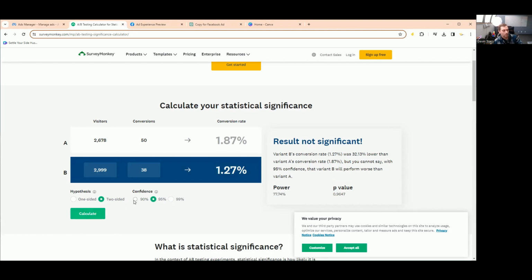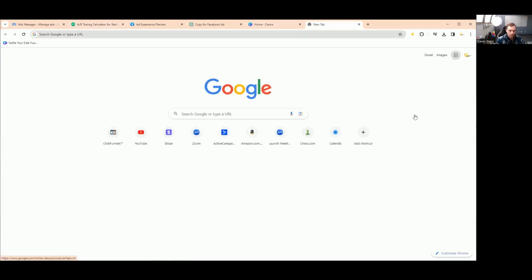But when you're dealing with social sciences, they actually are confident to move forward off of an 80% confidence. So if we hit 90% confidence, which is the lowest this calculator goes, we can be confident that that's a winner.